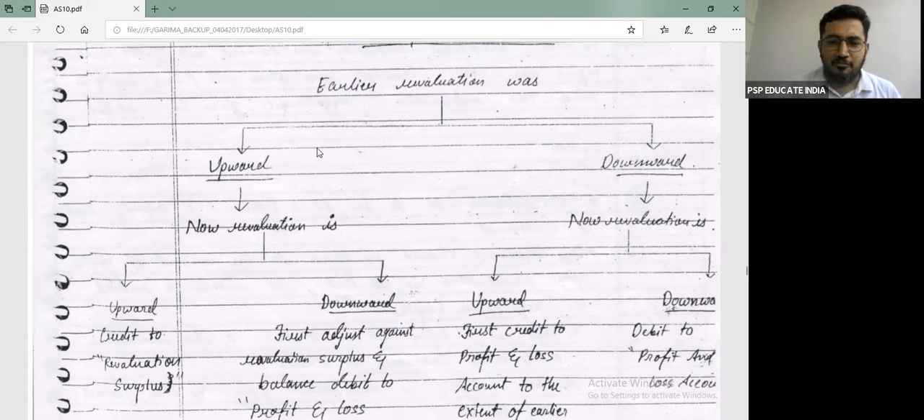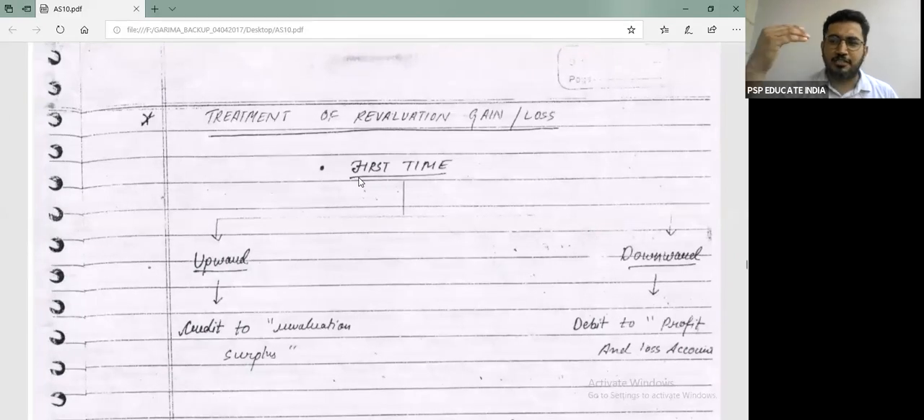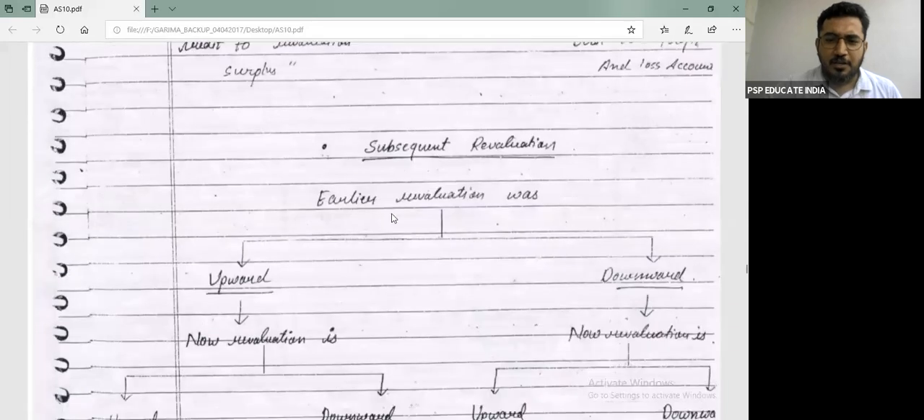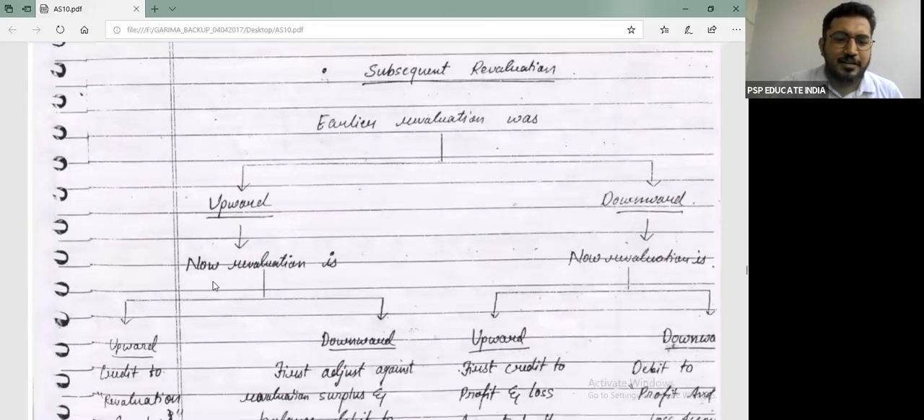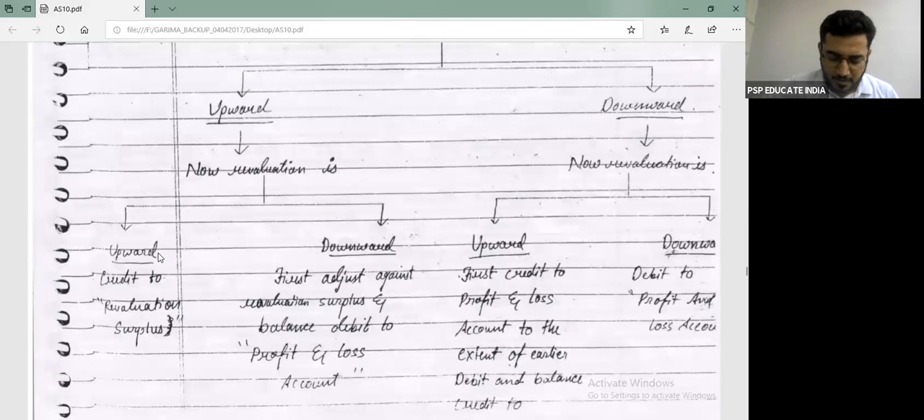Again, let's revise. First time revaluation and the revaluation is upward, we will credit revaluation surplus account. First time revaluation is downward, we will debit profit and loss account. Next point, subsequent revaluation. Earlier revaluation was upward, now also revaluation is upward. पहली बार revaluation किया तो भी upward था, इस बार भी upward है. पिछली बार हमने क्या किया था? Credit revaluation surplus. इस बार भी क्या करेंगे? Credit revaluation surplus.